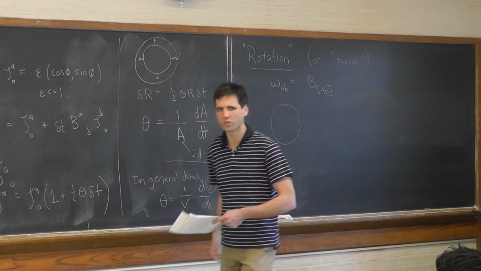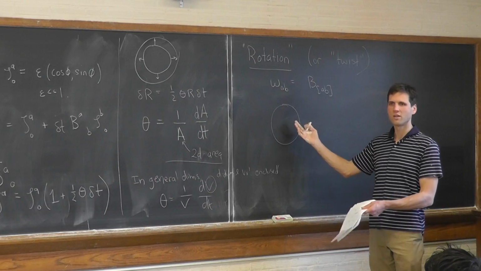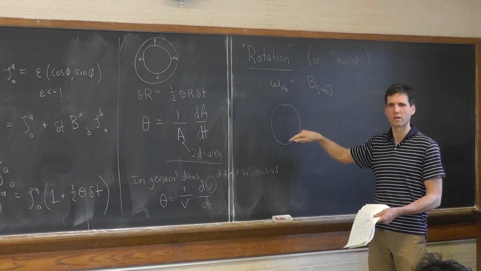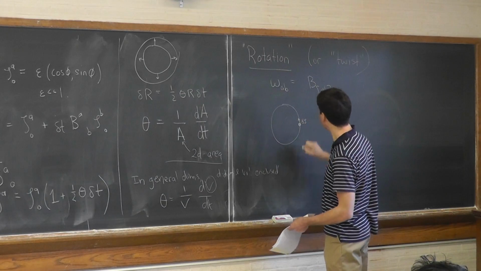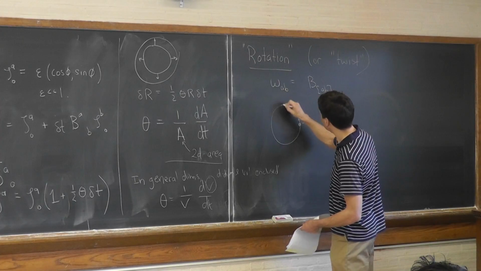So if we draw our circle at time 0, and then our circle at time delta t, the circle looks the same, but the points on the circle have been rotated. So delta zeta is doing this.